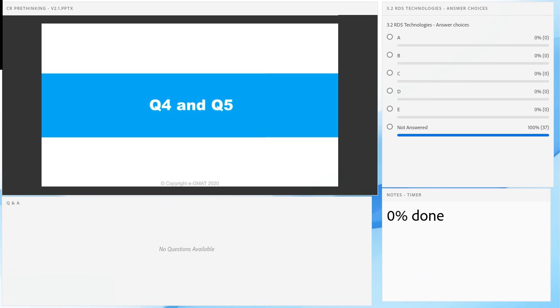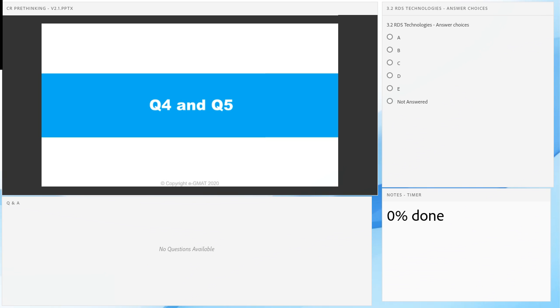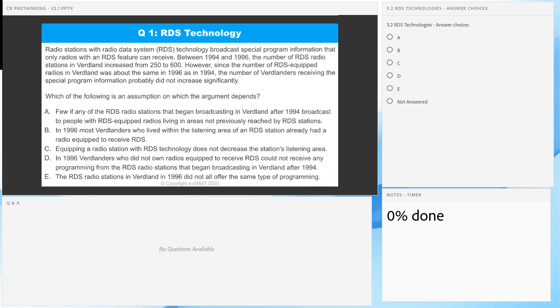What you have at the bottom is a notes pane that says 0% done, which means no one's solved this question. As more and more people do this, I'm going to update this. Okay. With that, here is your first question. Good luck, guys.